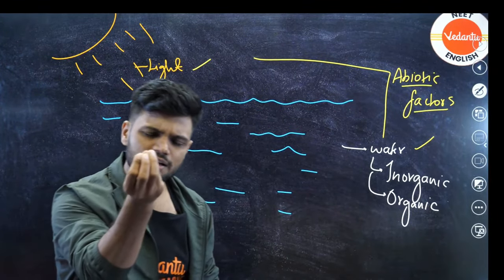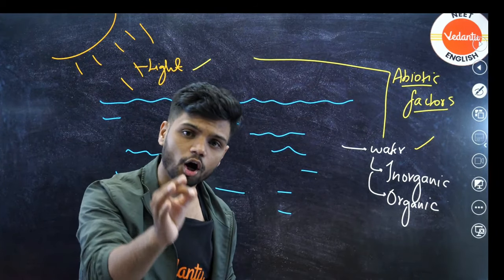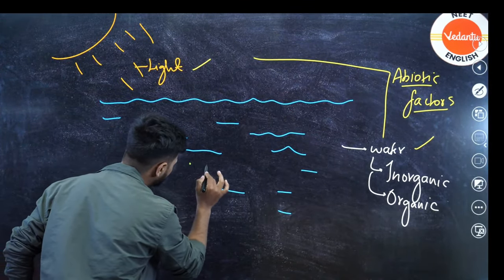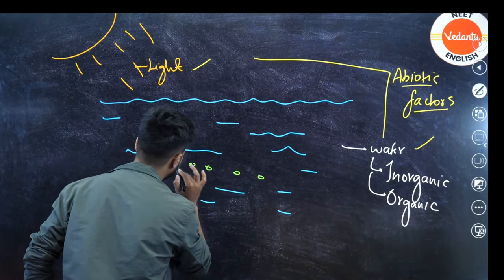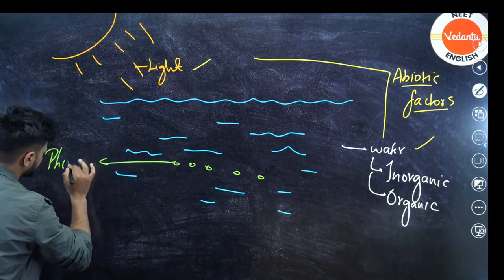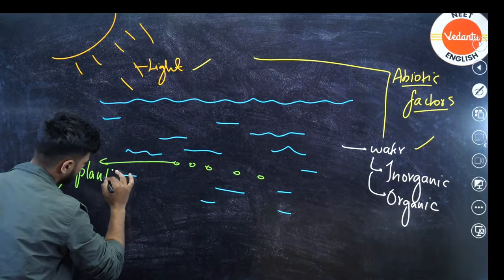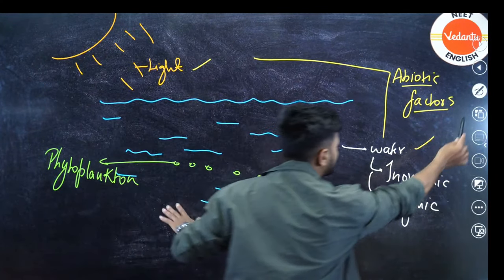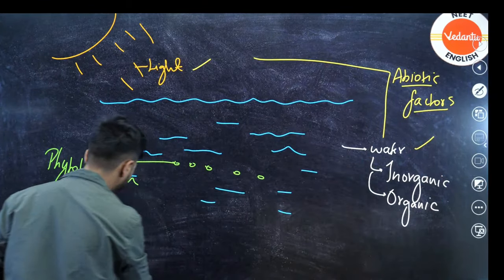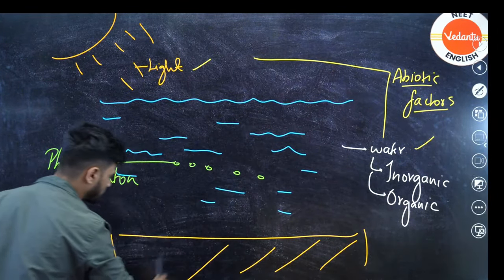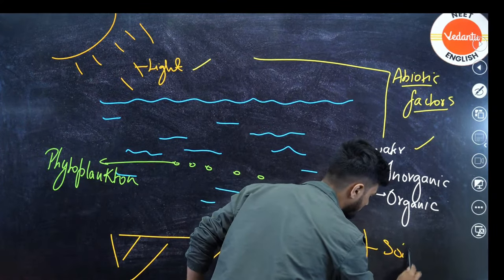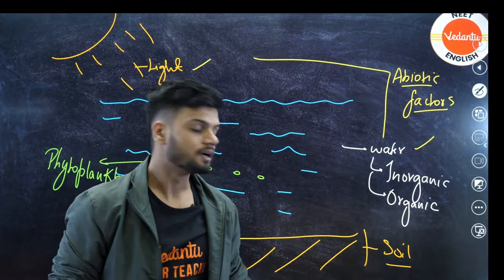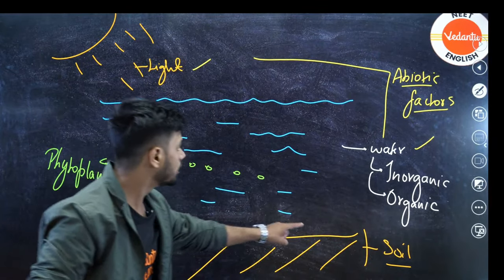Now students, in this particular pond, will we have certain small microscopic algae called phytoplanktons? Yes sir, we will have tiny microscopic phytoplanktons. If this is a pond, at the bottom of the pond, will we have soil? Yes, sir. Now, this soil is also a part of your abiotic factors.